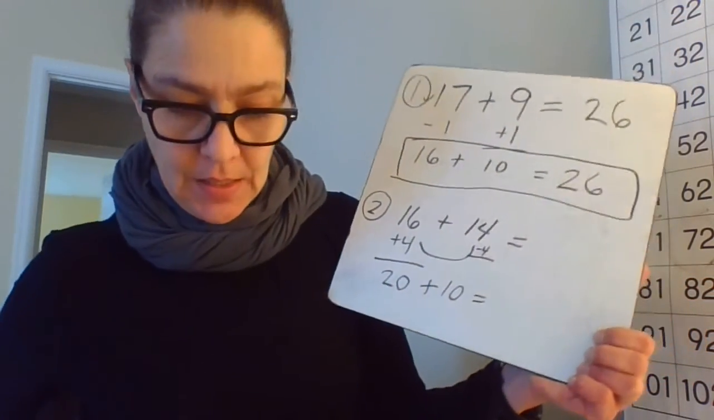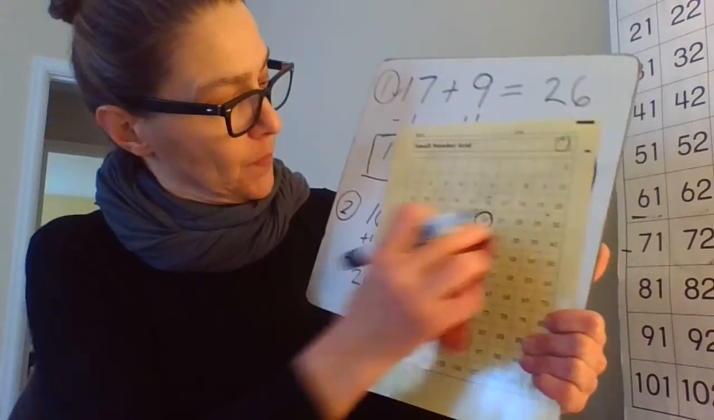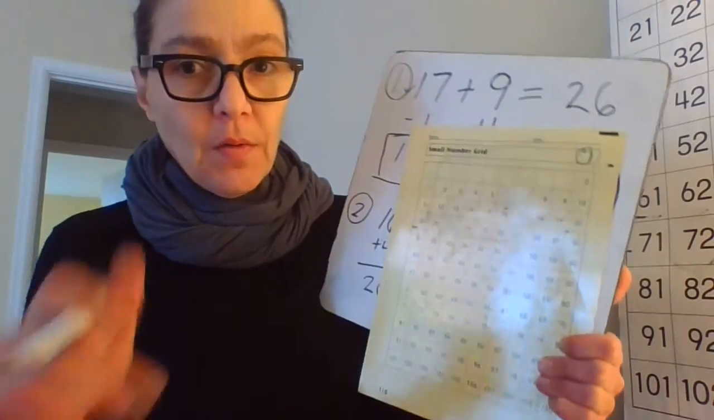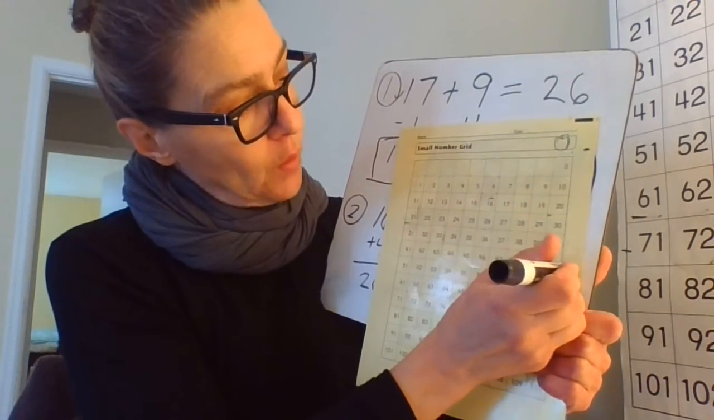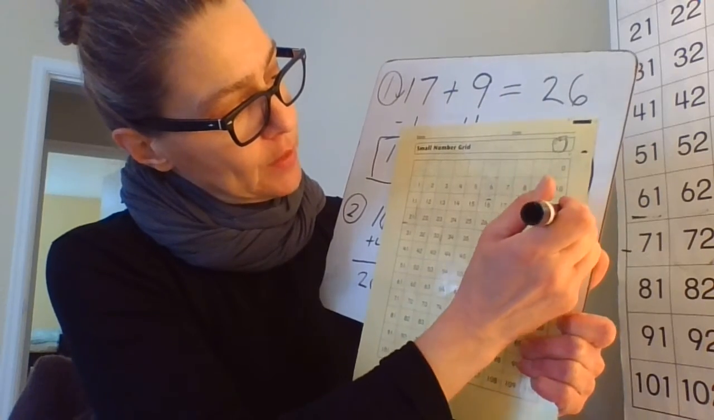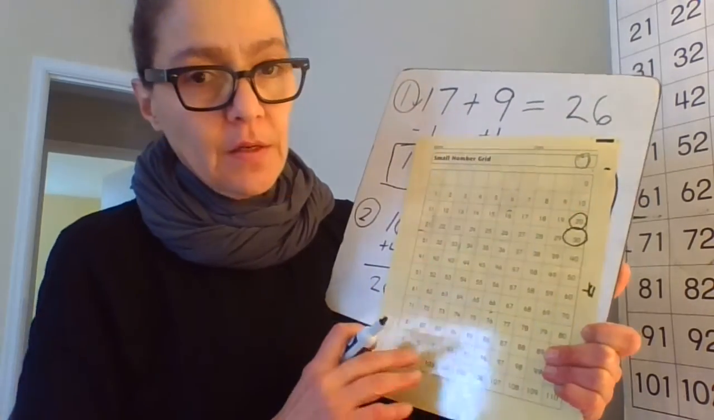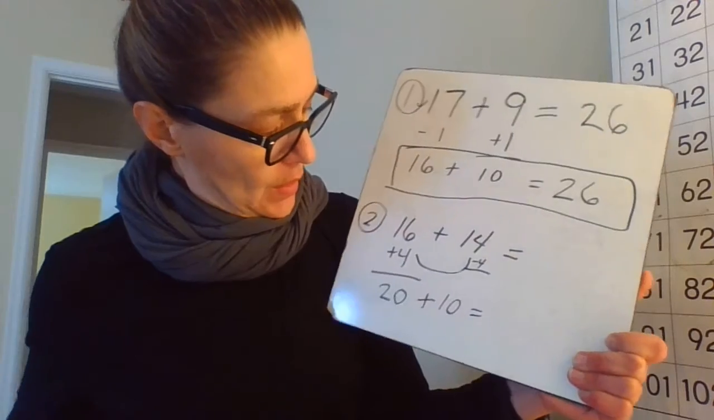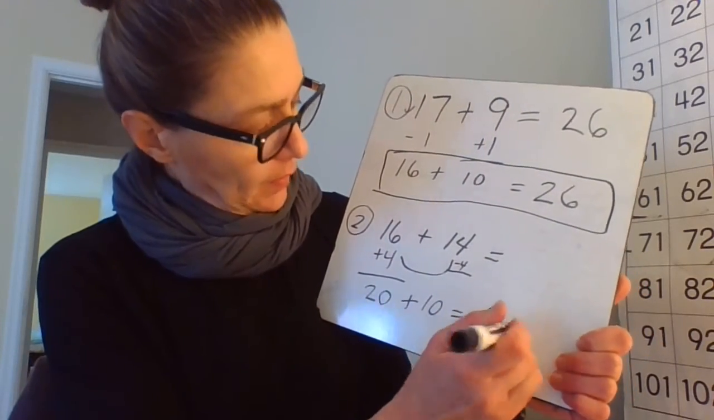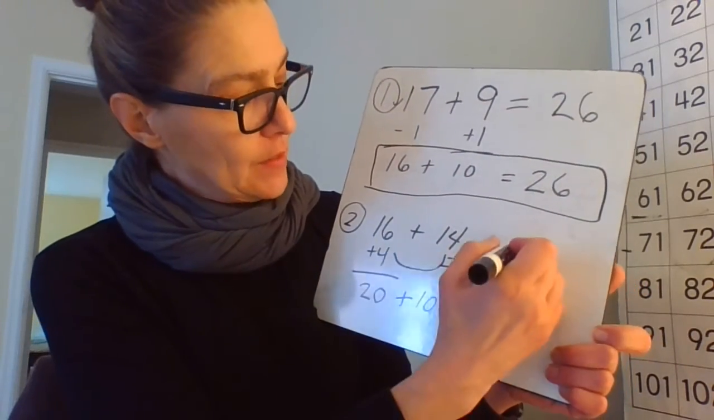So now we have a much easier equation to solve. 20 plus 10. And we go to our hundreds grid. And we know that one row down is a whole group of 10. So we go 20, 30. 20 plus 10 is 30. So 16 plus 14 is also 30.